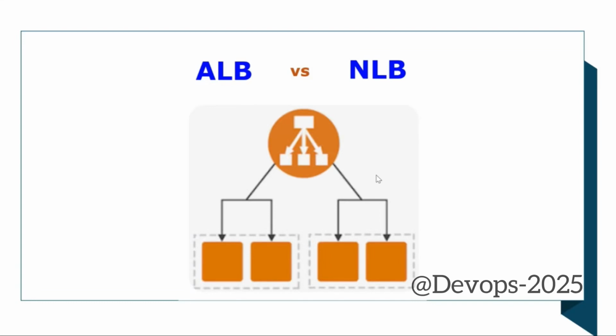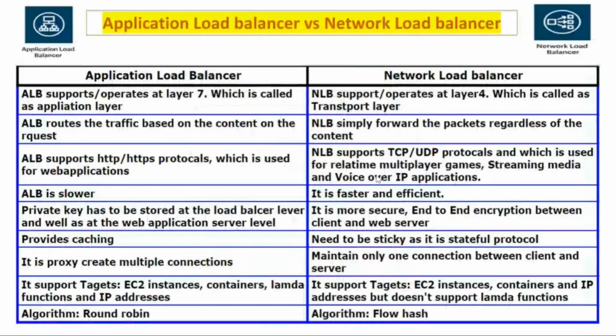Today we will see what is the difference between application load balancer and network load balancer, and when to use both. Usually the application load balancer operates and consumes the data at layer 7, which is called the application layer, whereas network load balancer operates at layer 4, which is called the transport layer.